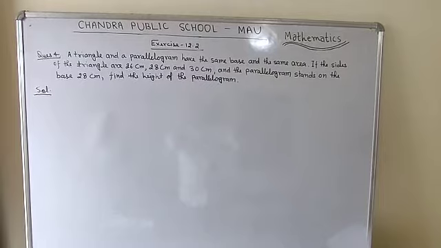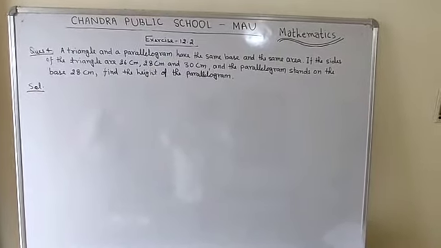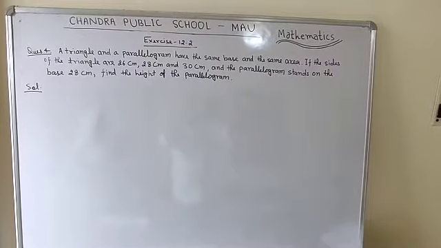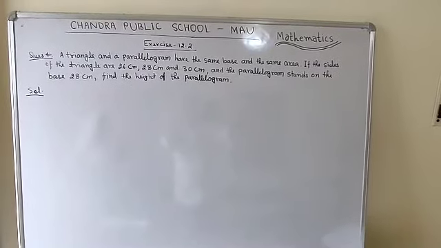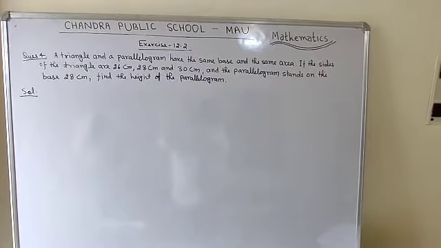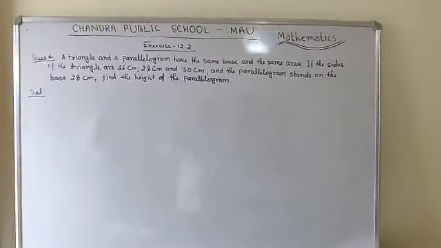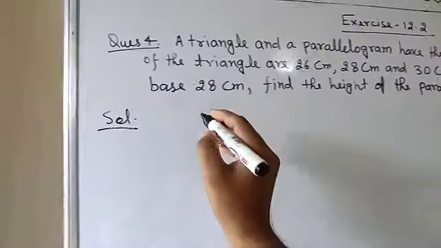In the question it is given that the parallelogram and triangle both have the same base and also equal area, and you need to find the height of the parallelogram. So here the sides of the triangle are given, all three sides are given, so we can find the area of the triangle using these three sides and Heron's formula. So here I am going to find the area of the triangle.